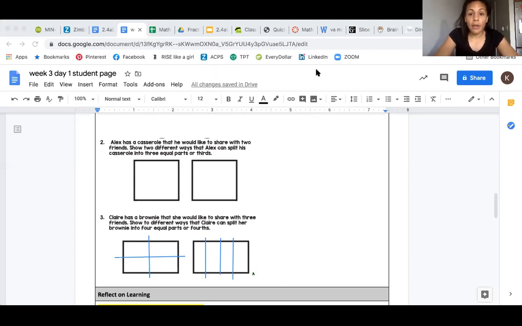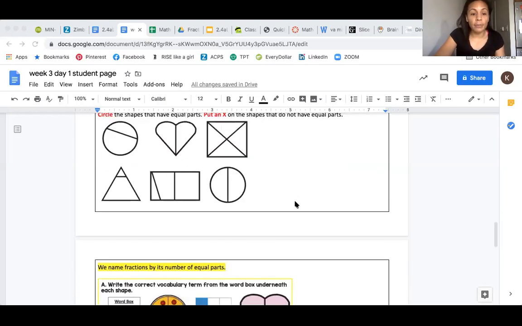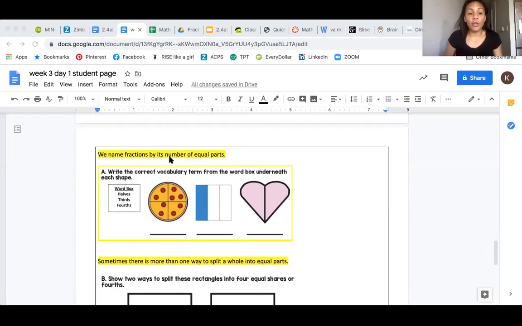Very good. All right, so let's see what we learned today. It's always important to go back and remember what we learned. So today we learned that a fraction shows equal parts of a whole, okay? When I'm making a fraction, all of the parts have to be equal. If they're not equal, it's not a fraction. Today, I also learned that we name fractions by its number of parts, okay? We name fractions by its number of parts.